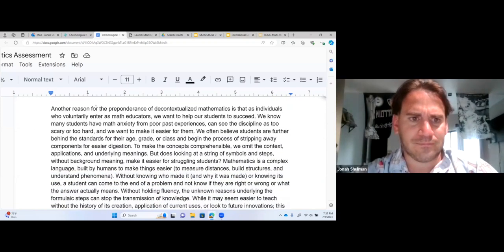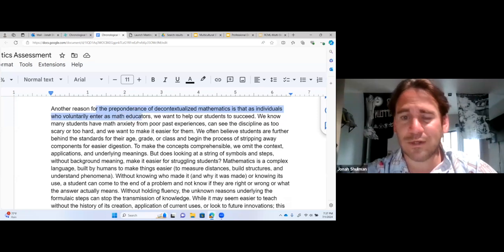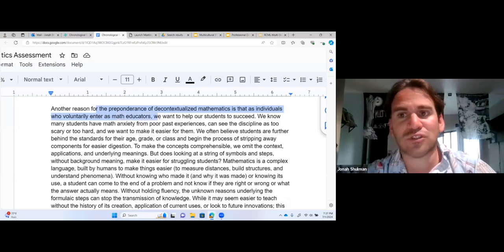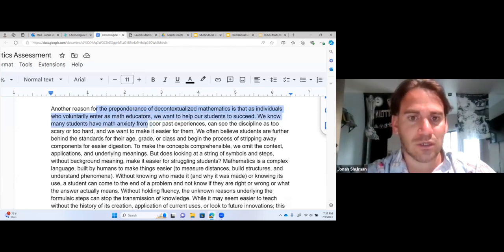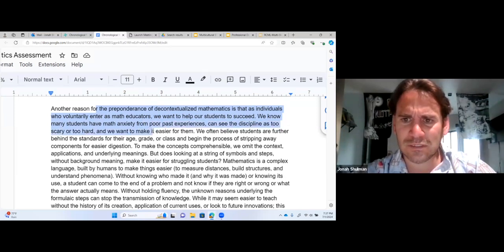So another reason for decontextualized math is that we want to help our students succeed. We think it's too hard, so we're trying to strip things away to make it easier. A lot of students have anxiety from poor past experiences, and we want them to see the discipline as not too scary or not too hard.